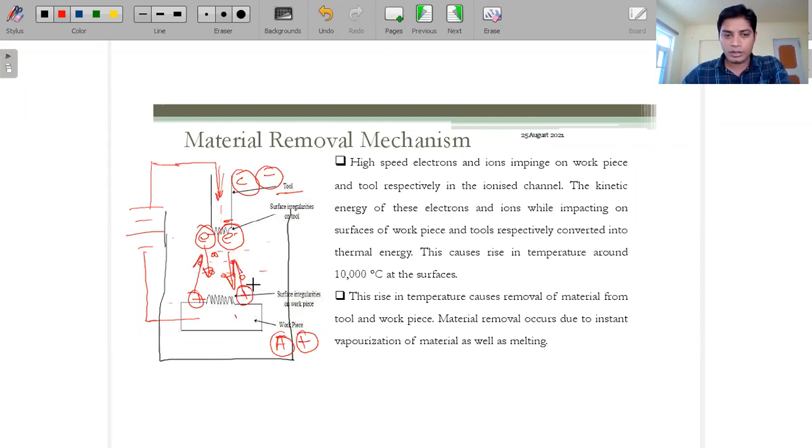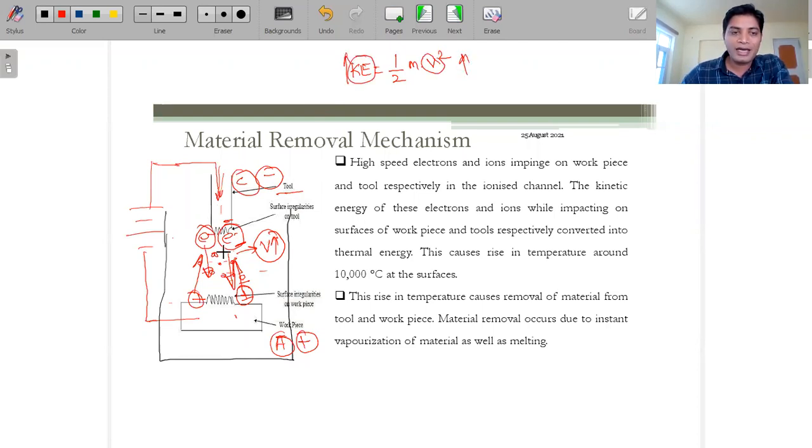Now in between there are dielectric molecules as well, so they will collide with them. When they collide, the velocity increases. Here I can say this velocity can be of electrons, positive ions, and the molecules. So these velocities increase. As the velocity increases, the kinetic energy increases, because kinetic energy equals half m v square. So if the velocity is increasing, it means the kinetic energy is increasing.